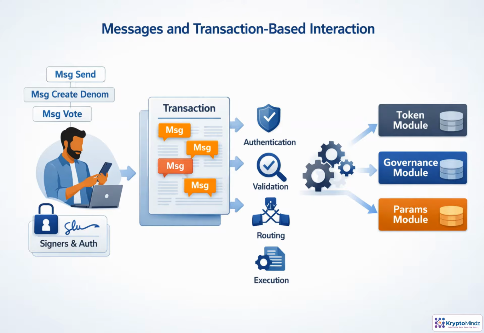Users don't call module logic directly. They express intent through Msg types: send tokens, create a denom, vote, or update parameters. One transaction can bundle several messages, and signatures prove which accounts authorize those actions. During processing, the chain authenticates signers, validates each message, routes it to the responsible module, and executes it through the Msg server. Good message design is explicit and minimal, with permissions and validation rules that are easy to reason about.